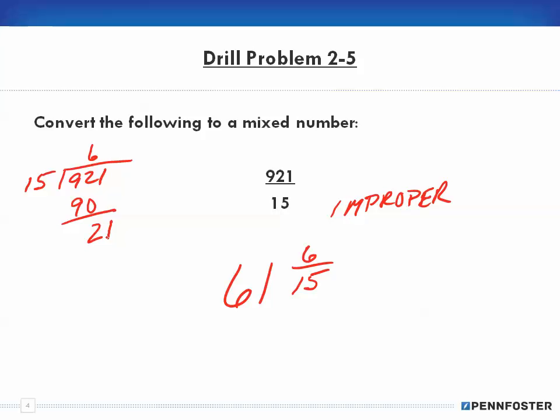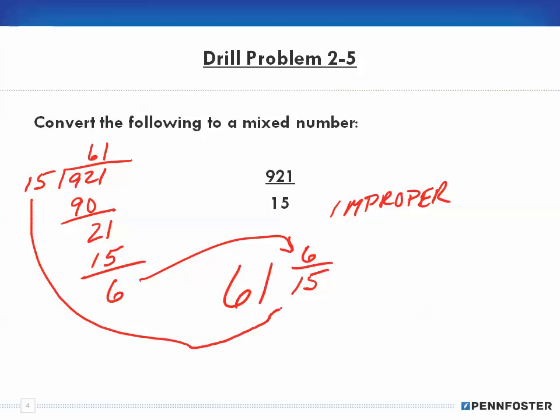Remainder of 2, bring down the 1. 15 goes into 21 one time, so that's 15. Remainder 6. So the 6 becomes my numerator. The 15 is my denominator. And of course, how many times it goes in? 61. Okay? Again, if you have any questions, feel free to contact an instructor.